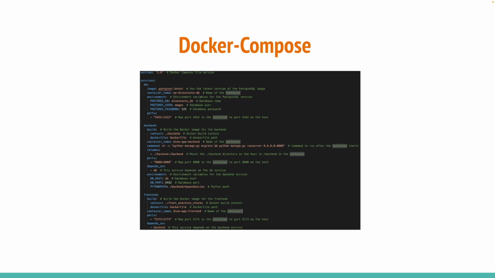Backend builds from a Dockerfile within our backend directory, creating a container named Dino App Backend. It's designed to apply database migrations and launch the Django development server, all while dynamically linking to our database service for seamless data interaction. Frontend constructs from a Dockerfile located in our frontend project folder, leading to the creation of Dino App Frontend. This service ensures our React application is accessible on the specified port, fostering an efficient front-end development experience.